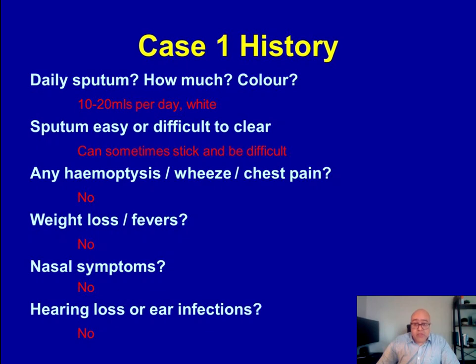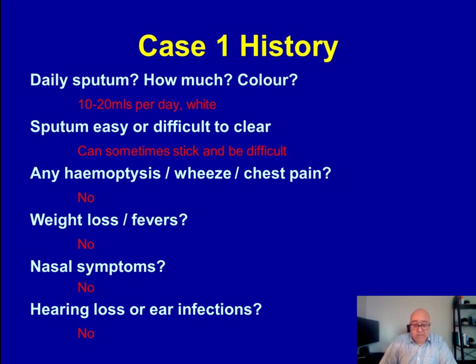Clearly we want to know about any other associated symptoms. Hemoptysis clearly is common in bronchiectasis, as are wheeziness and chest pain. This patient doesn't have any of those features. Do they have any weight loss or fevers, which is important with systemic disease, but also can sometimes give clues to the cause of bronchiectasis? But in this case, there is neither of these.